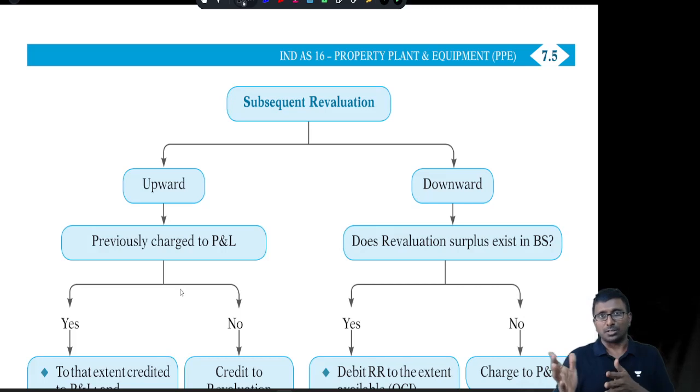Next option. Sir, first time we did the downward revaluation. Second year it is further downward. Then again charge it to P&L.